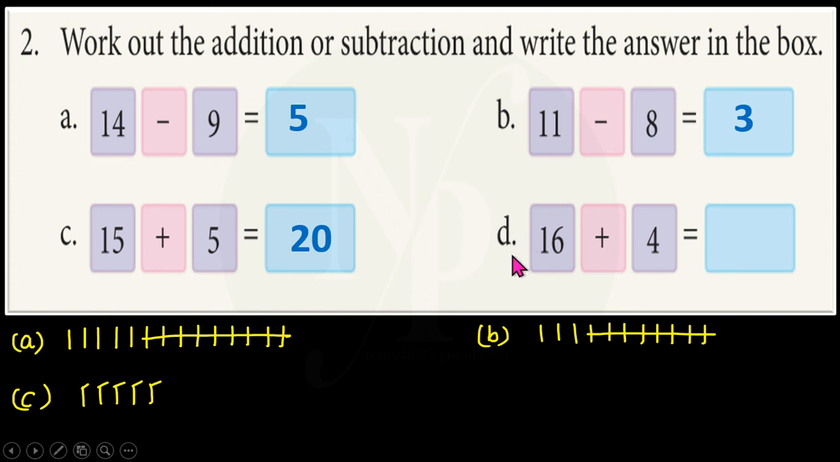Coming to D, we have 16 plus 4. So we have to add 4 to 16. Remember 16? And I will draw 4 standing lines here. And let's continue counting from 16. So this will be 17, 18, 19, 20. So we get 20 as the answer. Let's write 20 in this box. Therefore, 16 plus 4 is equal to 20.